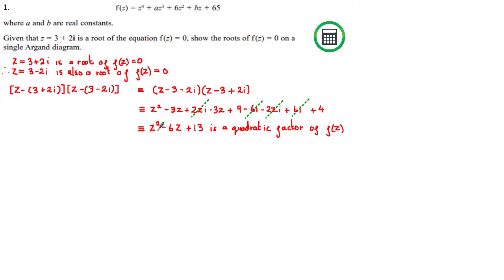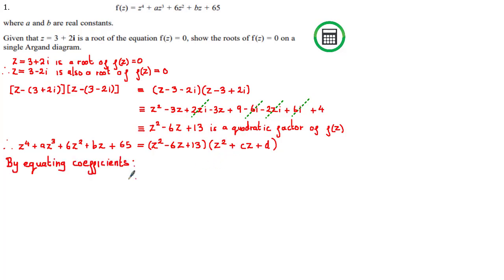But given what we've just worked out, we can say that f(z), which was given as z^4 + az^3 + 6z^2 + bz + 65, is equal to this quadratic factor z^2 - 6z + 13 multiplied by some other quadratic factor z^2 + cz + d, where c and d are constants that we need to find in order to work out the remaining roots of this polynomial f(z).